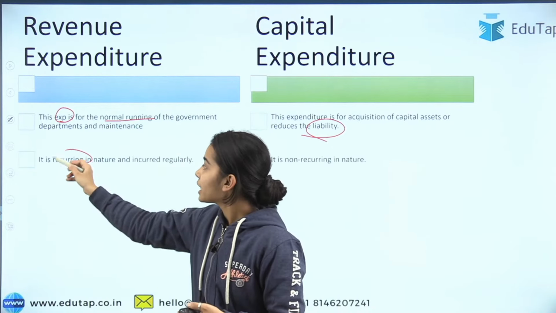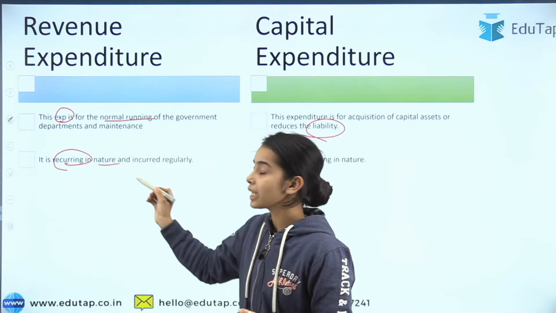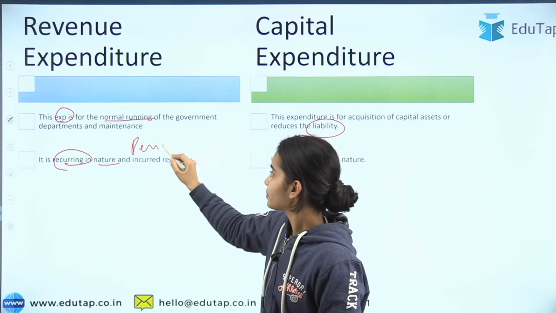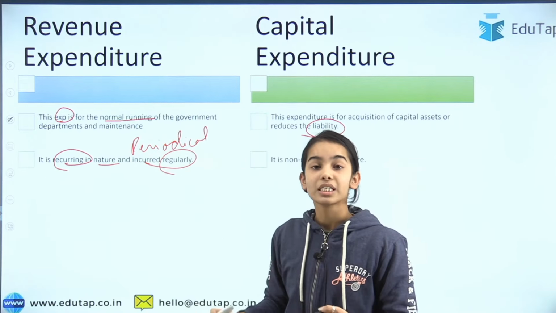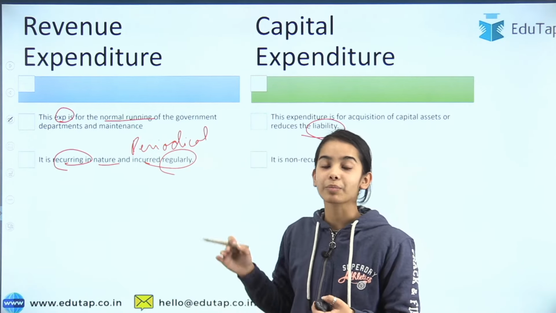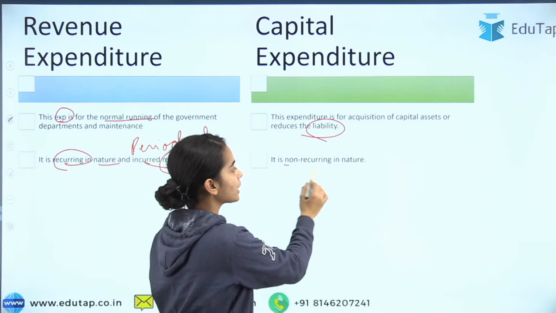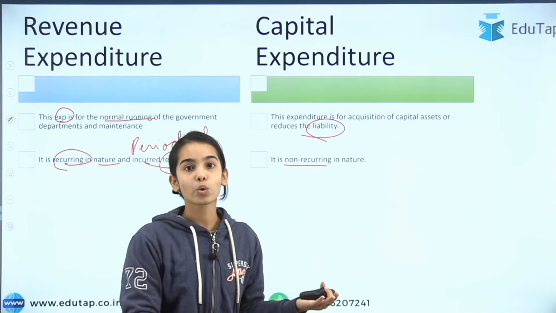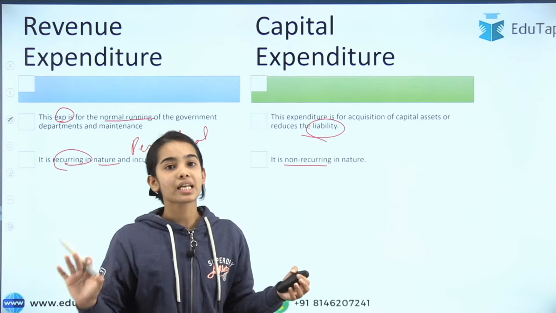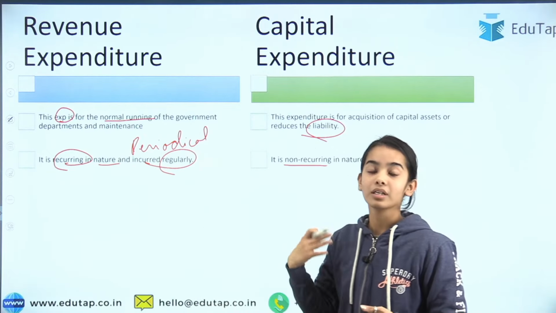It is recurring in nature. Of course, every month you have to give the salary. So it is recurring in nature. It is periodical. And it is incurred regularly. The depreciation that is happening in the departments, that also you have to pay for. Okay. It is non-recurring in nature. It is not periodical. Anytime the government feels like the roads are being needed in the country, they will start making the roads. So it is non-recurring in nature. It doesn't happen all the time.